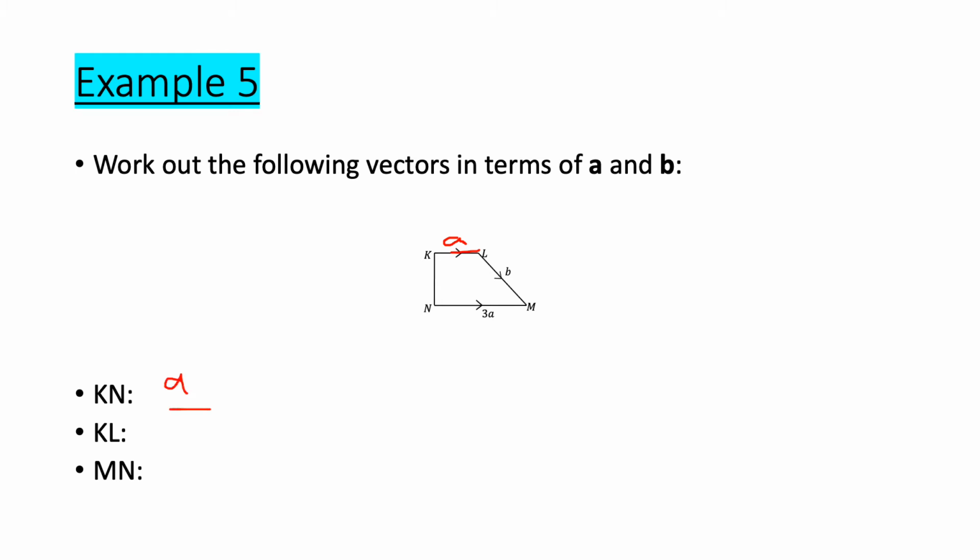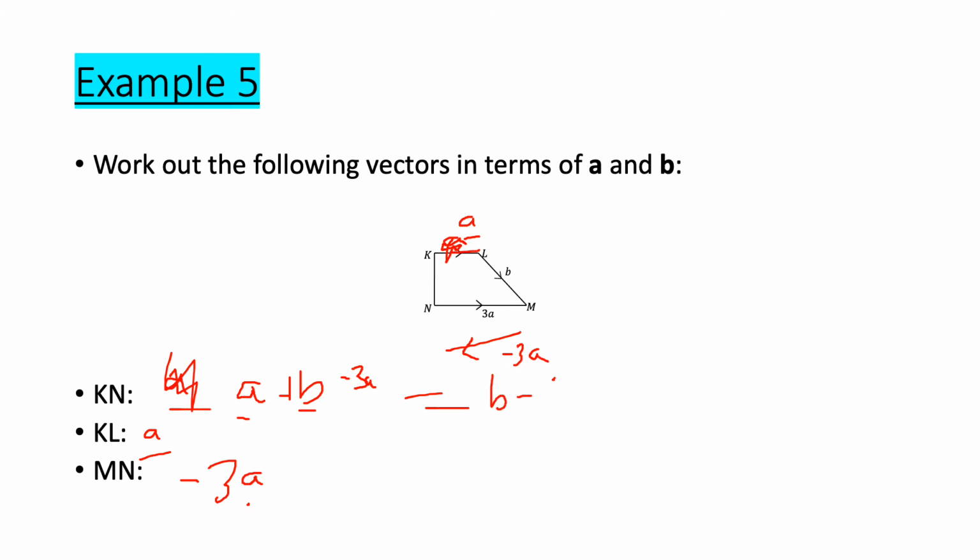For KN, KL is equal to A. So that's going to be the second part, sorry. MN is going to be -3A because it's working backwards. And then KN is KL, which is A plus B minus 3A, because it's working backwards here because I'm doing MN. Okay, so it's going to be minus 3A going that way. So it's B minus 2A, guys.